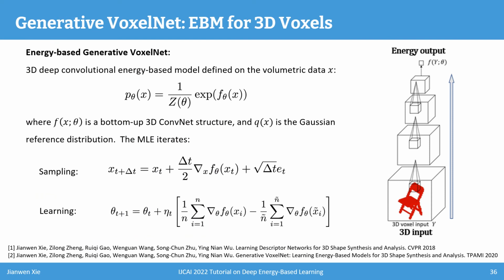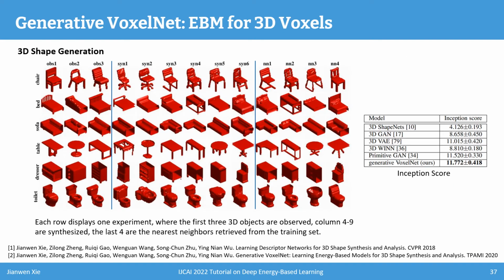Energy-based generative VoxelNet is an energy-based framework for 3D volumetric shape representation. It parameterizes the energy function by a bottom-up 3D convolutional neural network structure and follows the same modeling and learning scheme of the generative ConvNet. This model is powerful for 3D volumetric shape generation and outperforms GAN-based and VAE-based methods in terms of inception score, which is a measure to quantify the synthesis quality.